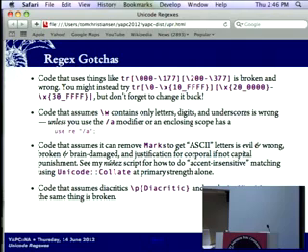Other regex gotchas. I mentioned this, \w matches over 100,000 things. You can use /a to get rid of that. I have so many times seen code that thinks it can convert to ASCII by simply removing accent marks.